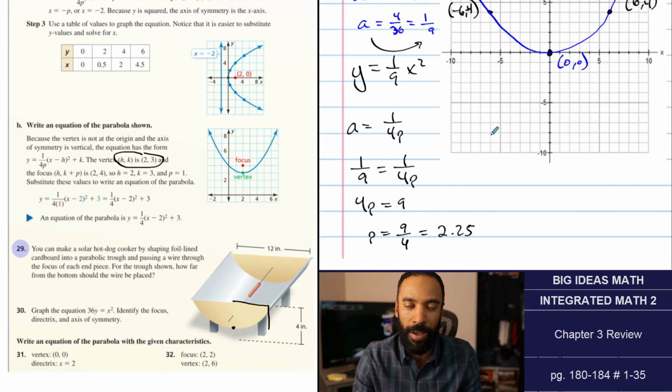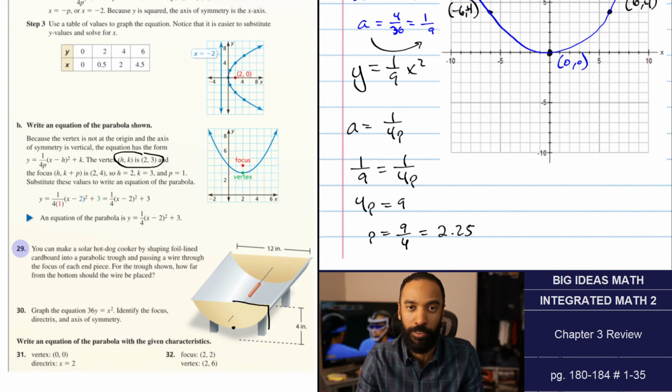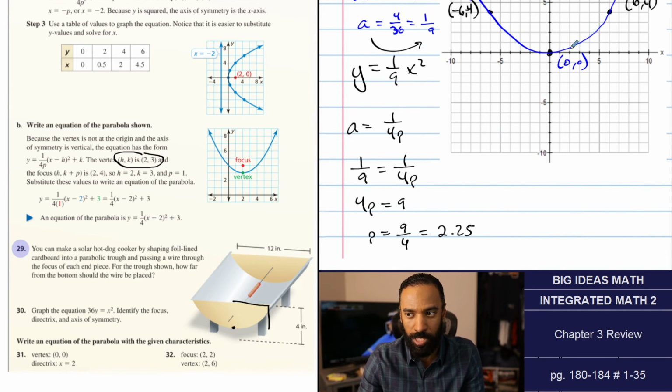That's the distance from my vertex to my focus, and my vertex to my directrix, being a y equals positive x squared equation. My focus is inside this way. My directrix is outside that way. Now, what do I need? How far from the bottom should the wire be placed?